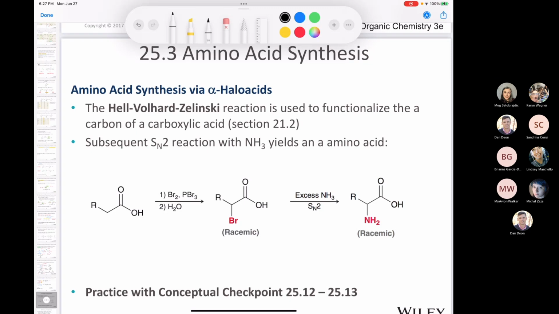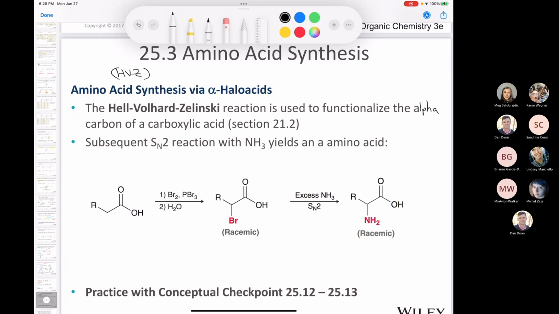Some of them are more elegant than others, but the first one that we want to cover is a reaction that was developed by three scientists, the Hell, Volhard, and Zelinsky amino acid synthesis. I sometimes just abbreviate it as the HVZ reaction to make it a little simpler. It is used to functionalize the alpha carbon of a carboxylic acid. And then once you put a bromine there, you can do an SN2 with ammonia to make an amino acid.